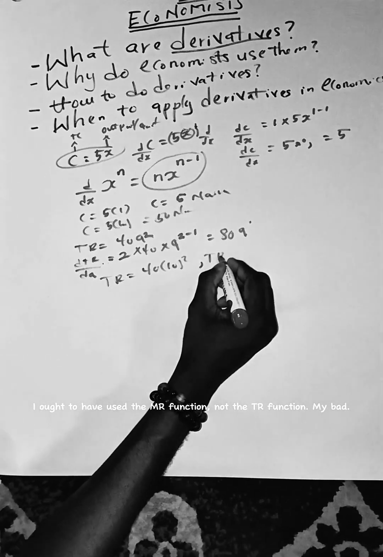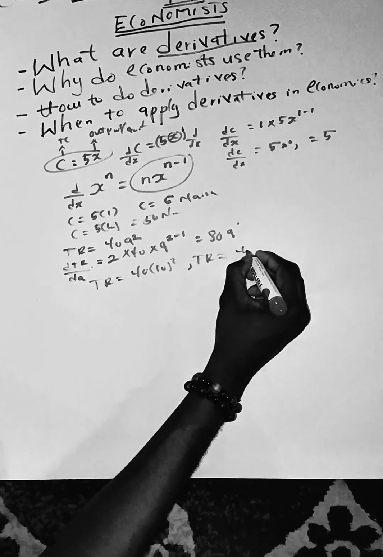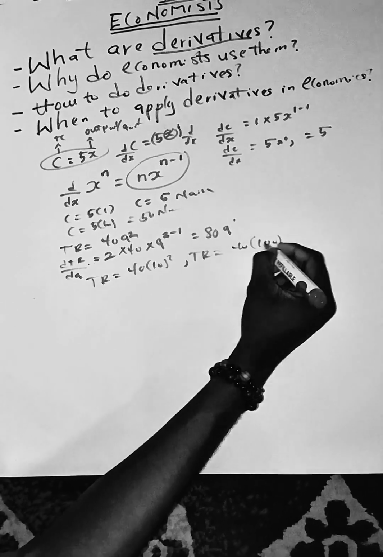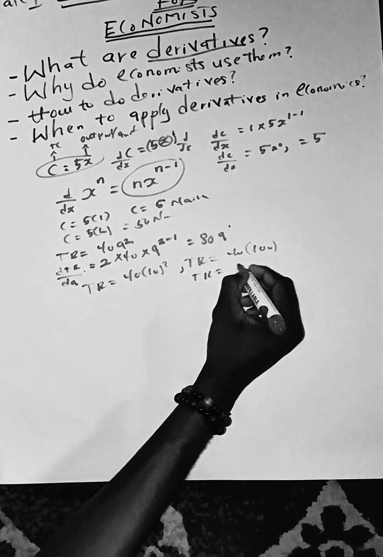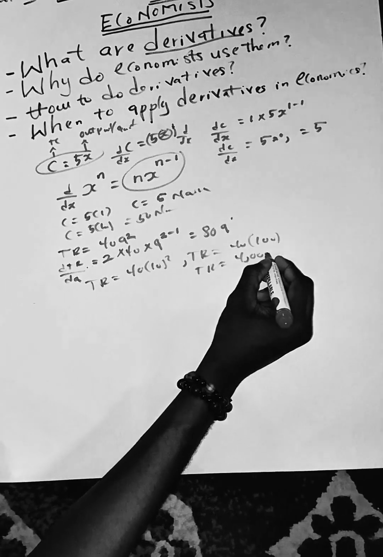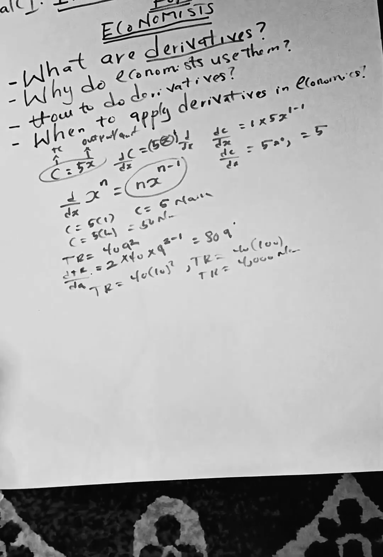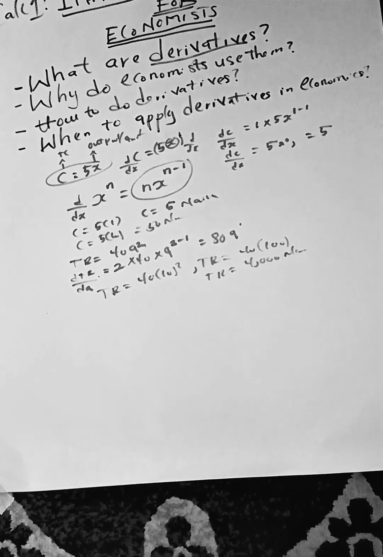So their total revenue is just going to be equal to 40 times 100. This is just total revenue is just going to be 4,000 naira, and so on. So that's basically the whole concept.